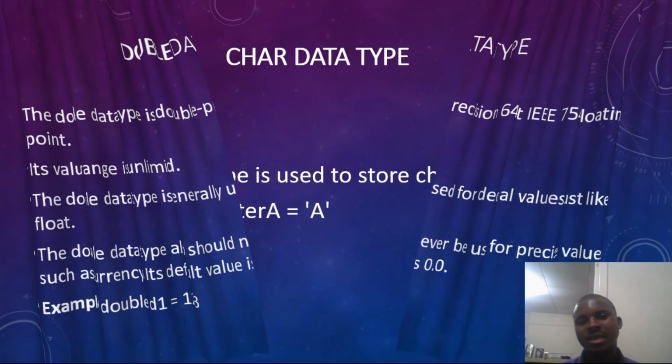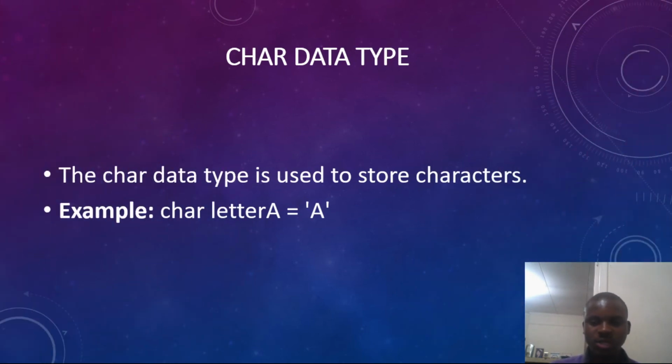So here we have the char data type. You have to take note of this data type, because normally it has some methods which work hand in hand with the char data type when you are working with strings. I think you have to know this data type. The char data type is used to store characters. Example: char letter a is initialized to the character 'A'. That's how you declare and initialize the char data type.